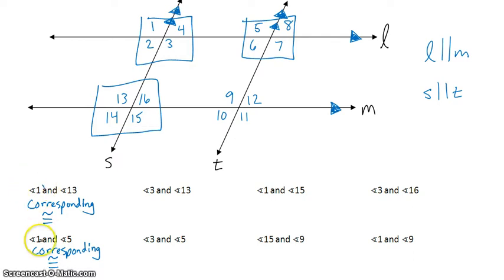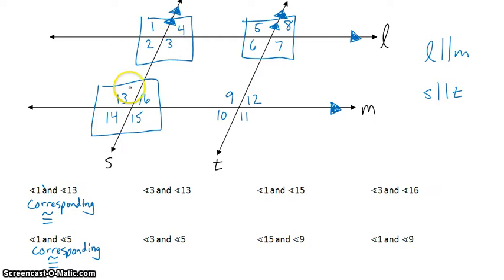So how can angle 1 be corresponding to two different angles? Well, if you look, depending on which transversal I'm on, 1 can be corresponding to two different angles. On transversal S, it corresponds to 13, and on transversal L, it corresponds to 5.